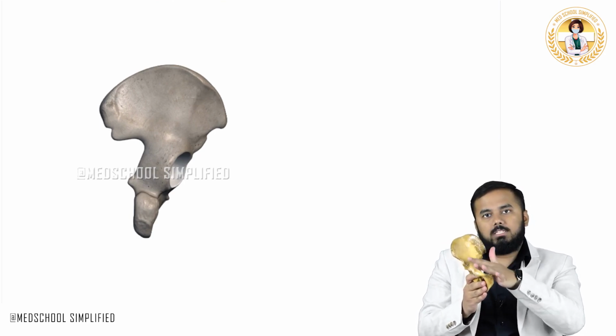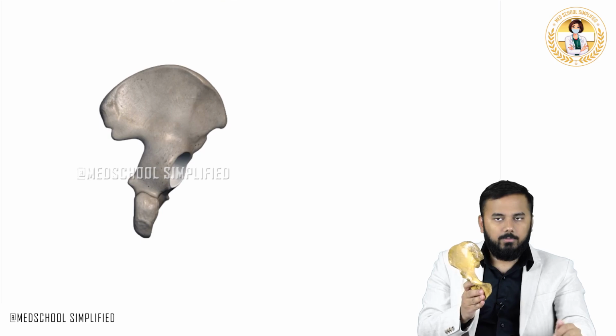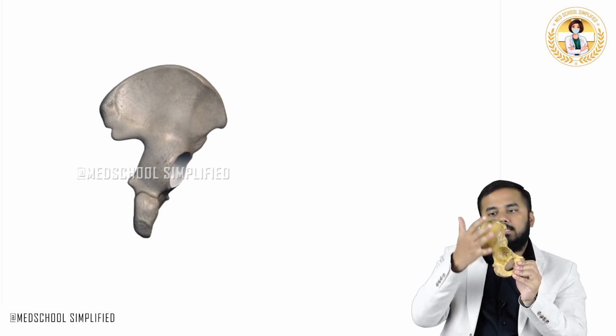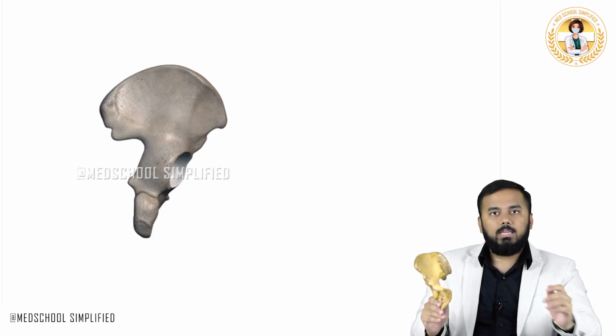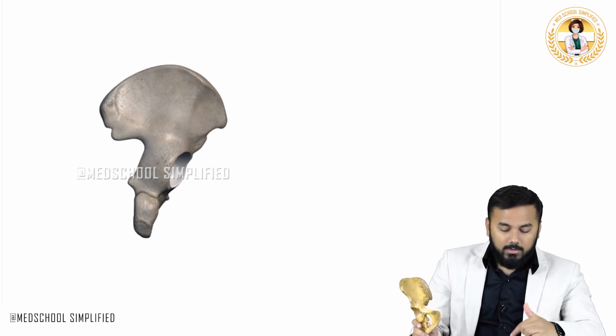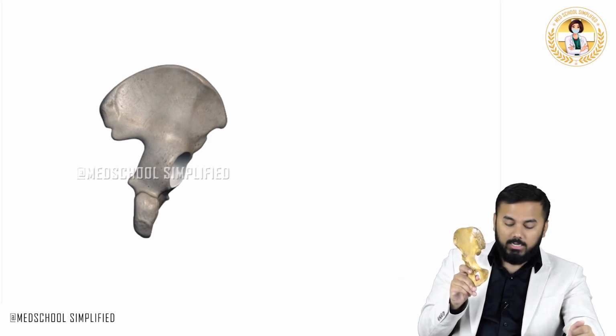This surface is called the inner surface. Keep that in mind, okay? So wherever the acetabulum is, that is the outer surface, and this will be the inner surface. Now tell me, what surface is this if I'm projecting it like that?